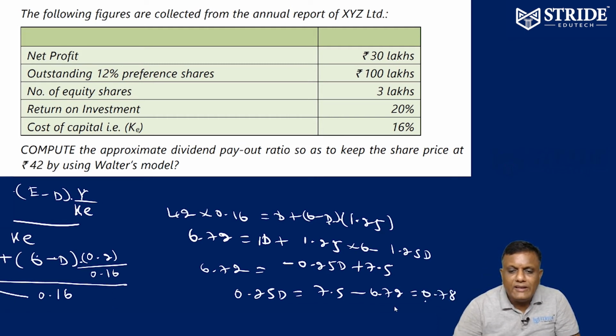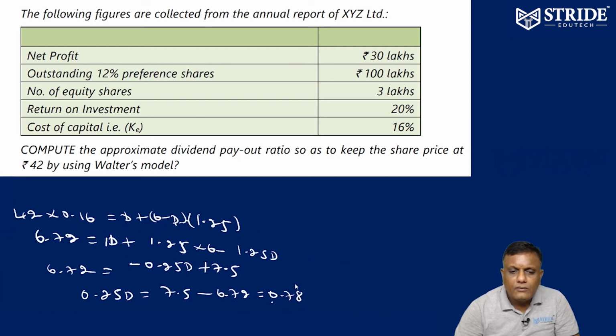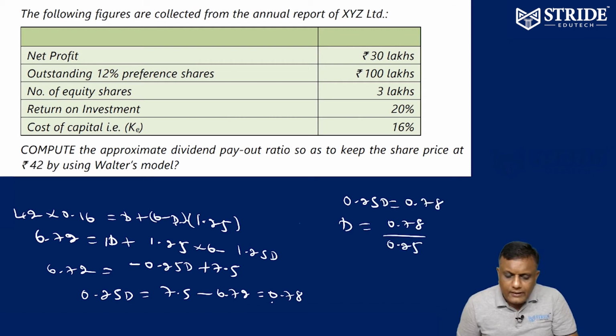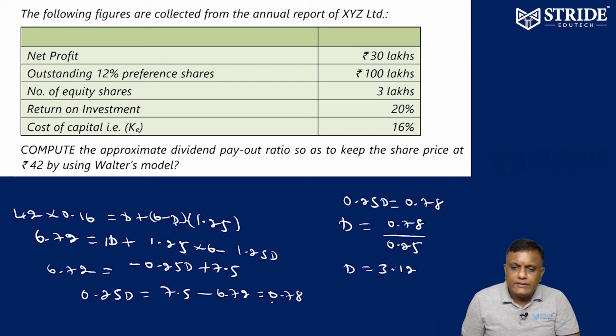So 0.25 D is equivalent to 0.78. So D is equivalent to 0.78 by 0.25. Answer 3.12. So D, the dividend per share, is equivalent to 3.12.